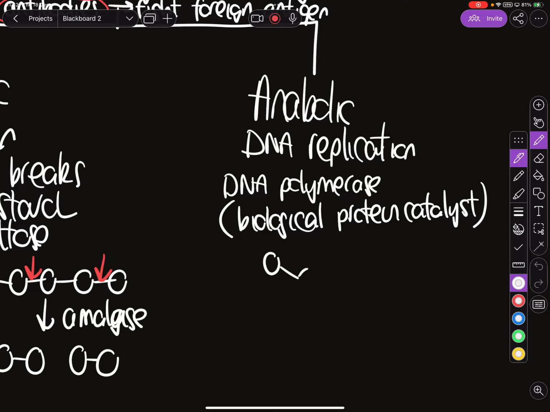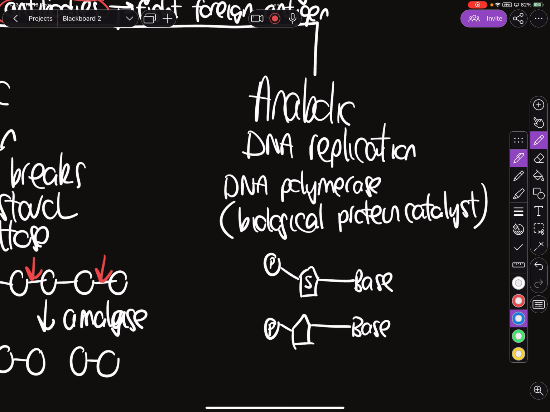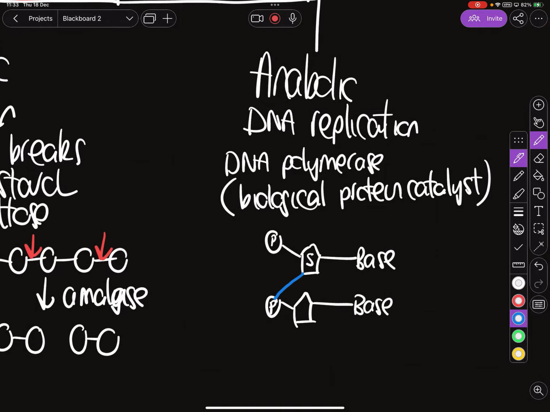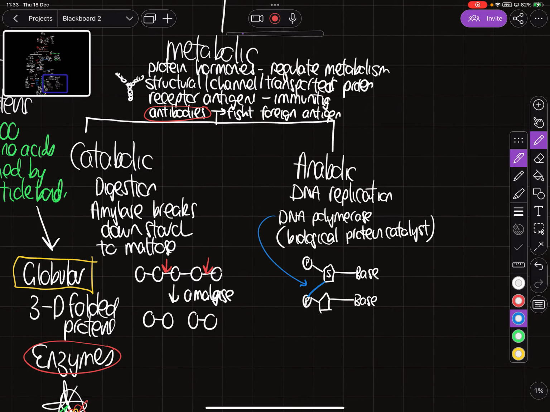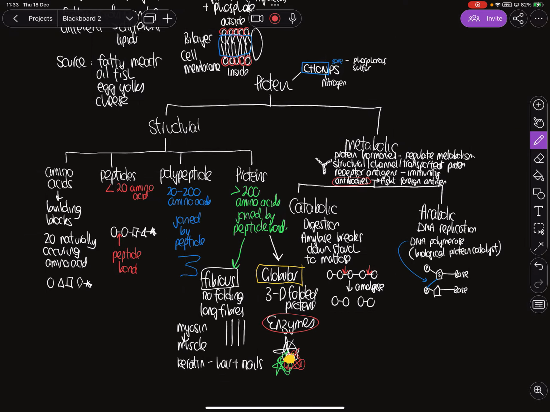So we had this diagram of a nucleotide, a sugar, phosphate, and a base. So this was the phosphate, this was the sugar. And in DNA replication, the DNA polymerase is going to come along, and it will literally form the join between here and here. So that is our anabolic example for proteins.